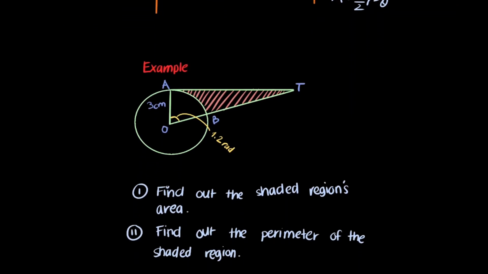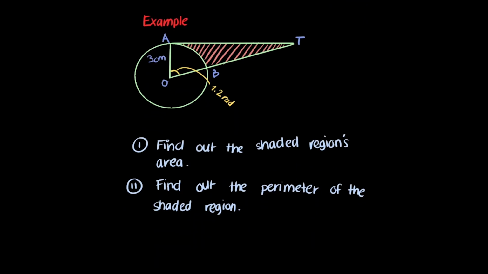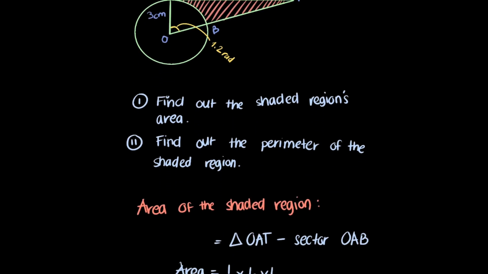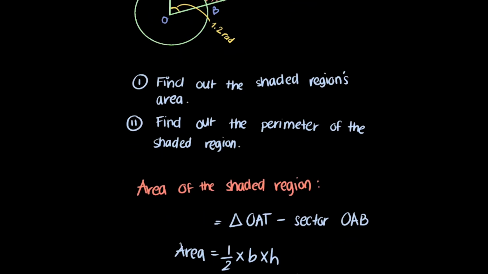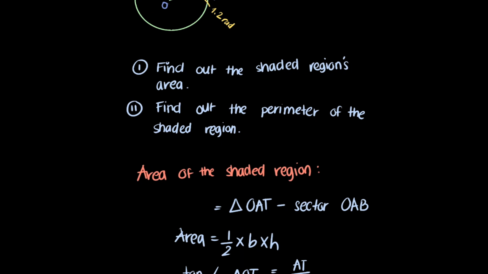All right, so this is the diagram given. The angle here is 1.2 radians. The radius of this circle is 3 centimeters. And the question asks us to find out the area of the shaded region as well as the perimeter of the shaded region. All right, let's go with baby steps. First, let's calculate the area. We know that the area of the shaded region is actually the entire triangle's area minus this sector's area, right? Here, triangle OAT minus sector OAB.